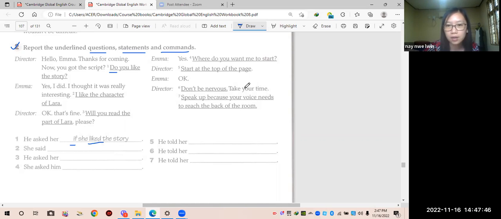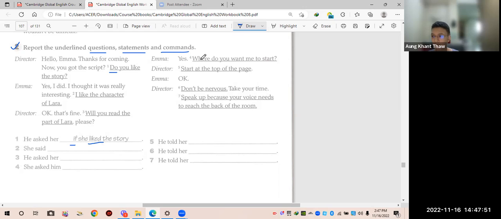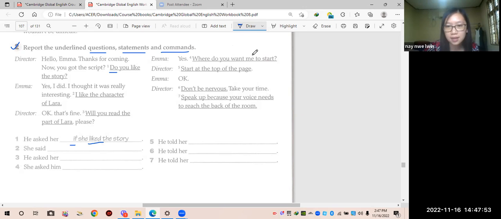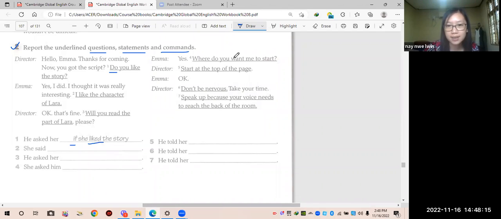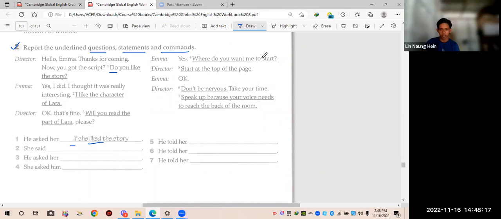He told her where she wanted. Did you skip number 4? Did I skip number 4? Oh, this one, right? Okay, sorry. Yes, I skipped that one. So she asked him where to start. Where he wanted her to start. Yes, correct.